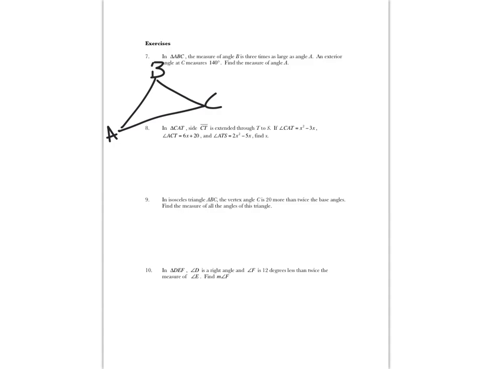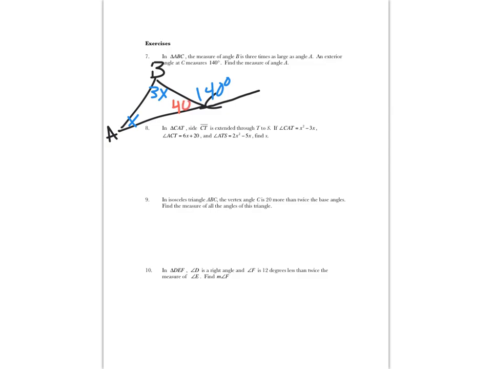So the measure of angle B is 3 times as large as angle A. So I'm going to mark angle B as 3x and angle A as x. An exterior angle at C measures 140 degrees. So I'm going to extend this line and put in 140 degrees as the measurement of the exterior angle, which means this one here has to be 40.